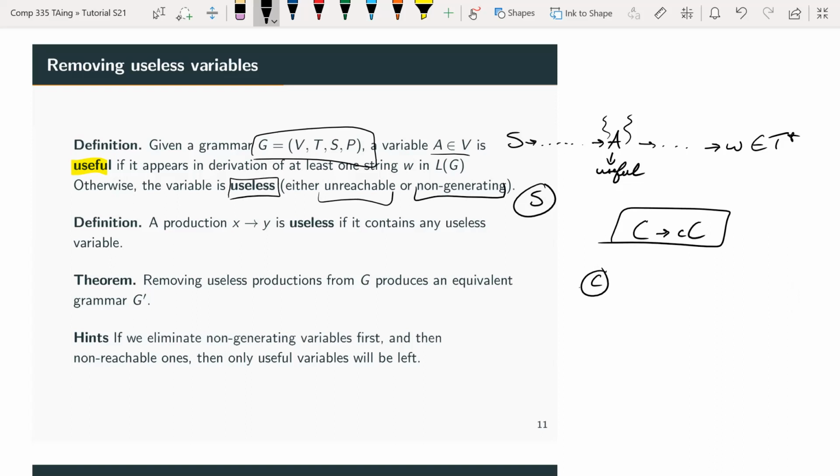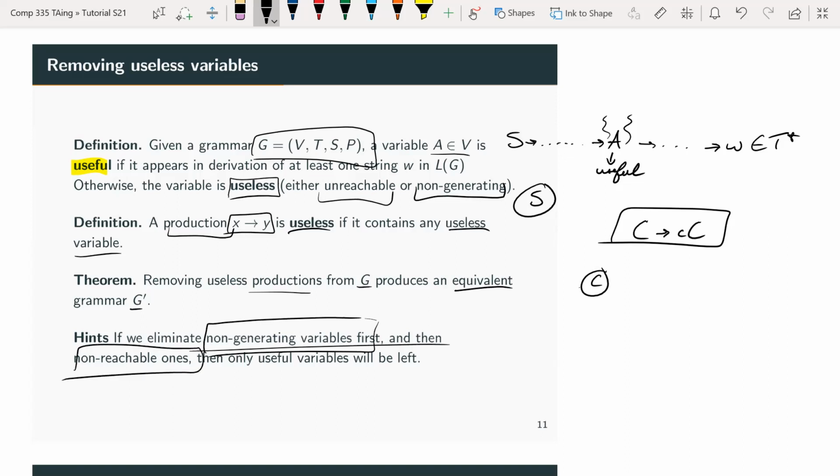Okay, and then another analogous definition is for a production rule. A production rule X gives you Y is useless if it does contain a useless variable. Okay, and then clearly, because they're useless, removing useless productions does not remove anything from your grammar G. So if you remove useless production rules from G, you get an equivalent grammar G prime. And then a good practice is to start by eliminating non-generating variables first, and then non-reachable ones next. All right.